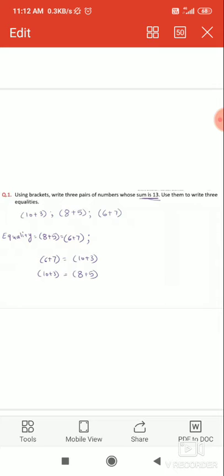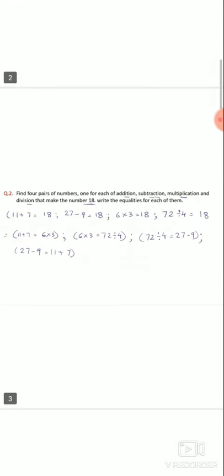6 plus 7 equals 13, and 6 plus 7 equals 13, which equals 10 plus 3, and 10 plus 3 equals 8 plus 5. Okay, see question number 1. Now see another question, question number 2.